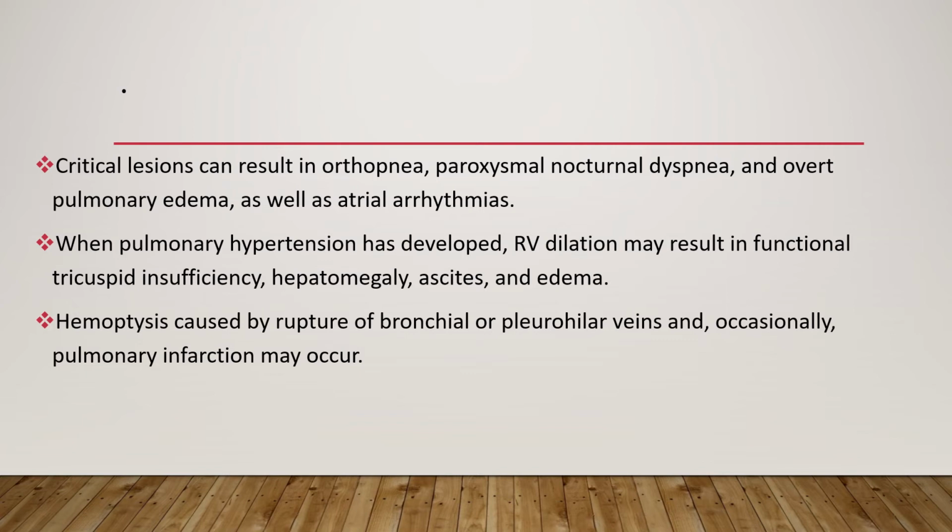When pulmonary hypertension has developed, right ventricular dilation may result in functional tricuspid insufficiency. This causes hepatomegaly, ascites, and peripheral edema. Sometimes hemoptysis can be seen in such a child due to rupture of bronchial or pleurohilar veins and occasionally pulmonary infarction in some children. So hemoptysis can occur. Jugular venous pressure is increased in severe disease with heart failure, tricuspid valve disease and regurgitation, or severe pulmonary hypertension.